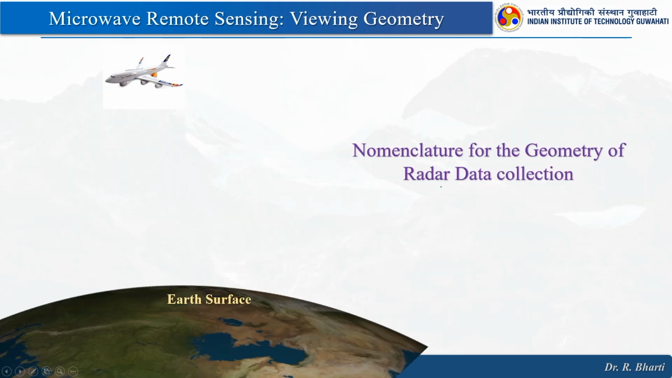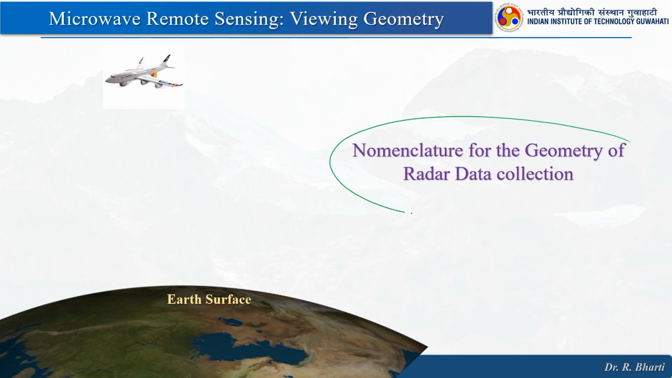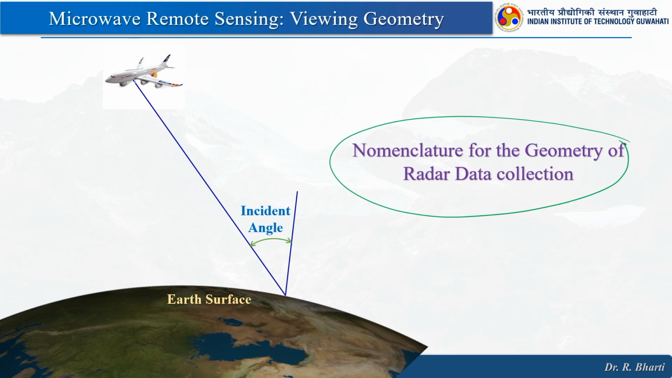Now, we will have some nomenclature which is given to these geometries, and that we should remember if you are willing to work in the microwave remote sensing domain. So, this is a very important concept, right. Let us say the flight is moving in this direction and looking at the ground with some angle from the nadir, nadir will be here, remember. The angle which it makes with the vertical line will be the incident angle, right.